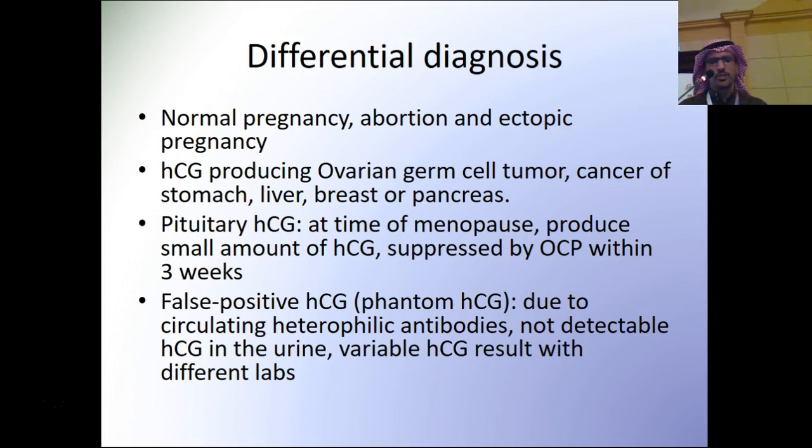The other cause is false positive beta HCG, which is called phantom beta HCG, and this is mainly due to circulating heterophilic antibodies. These are large molecules that mimic beta HCG when they are detected in the serum. How can you diagnose it? Usually you will not detect beta HCG in the urine, and you get variable beta HCG results when it is done in different labs.